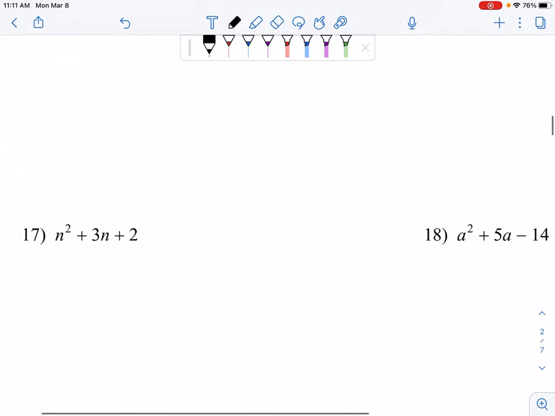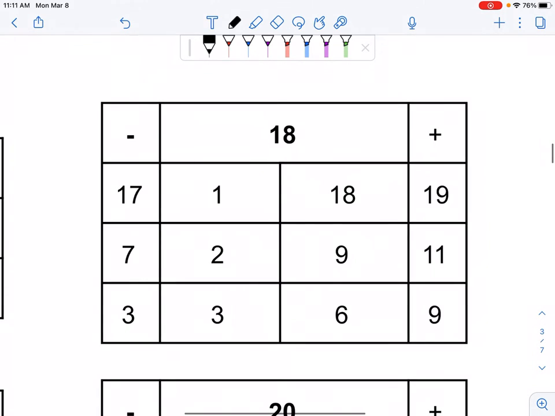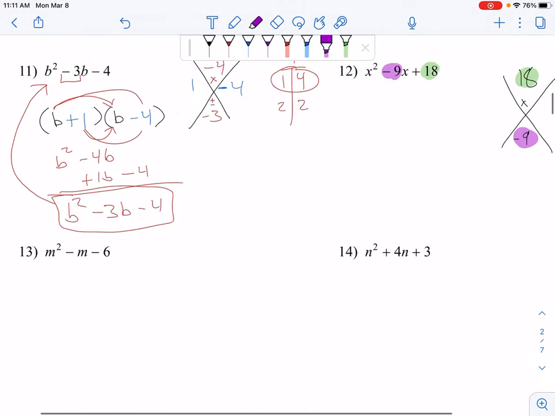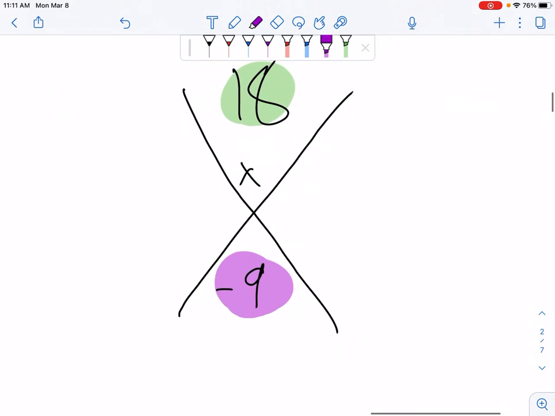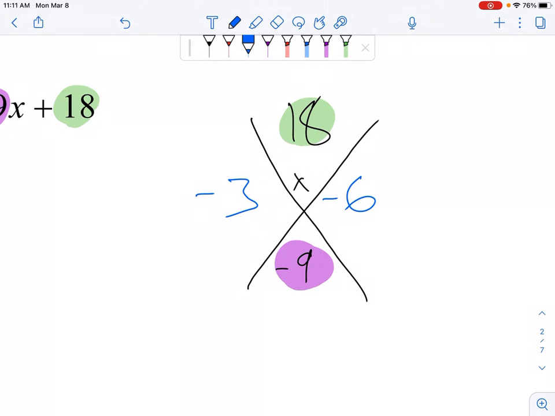So if I look down at my chart for 18. So here's 18. There's the 9 that I'm trying to make. So 3 and 6 are my two numbers. 3 and 6. And they would both need to be negative to make a positive up here and a negative 9 down here.